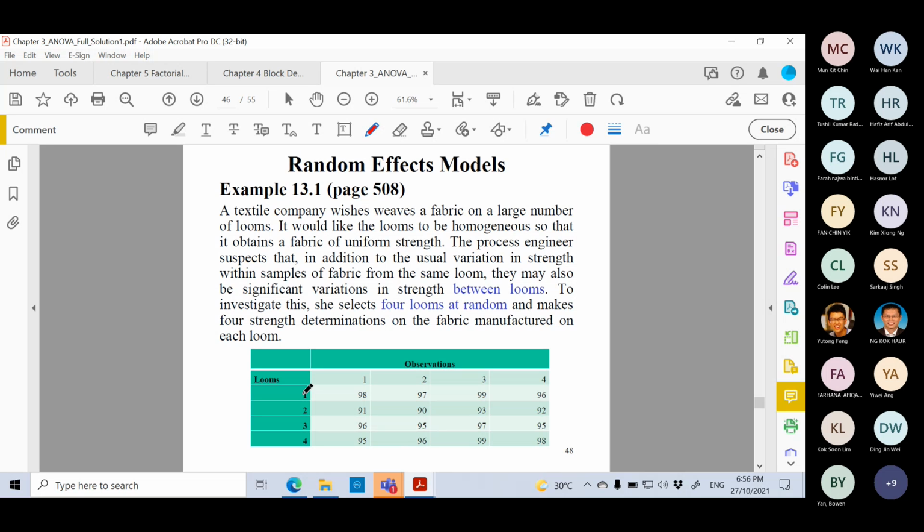If the whole population consists of the 100 of them, our conclusion can be applied to all. Okay, so you can see that if you refer to the table itself, it is no different from the fixed effect model. It's the same. The presentation of the values is all the same. But if you refer to your scenario, you know that the loom is selected at random. Therefore, they call it a random effect model.